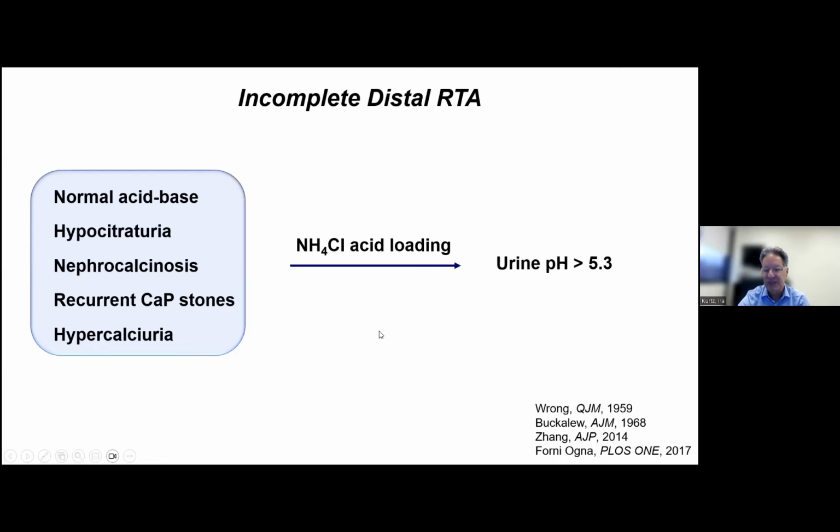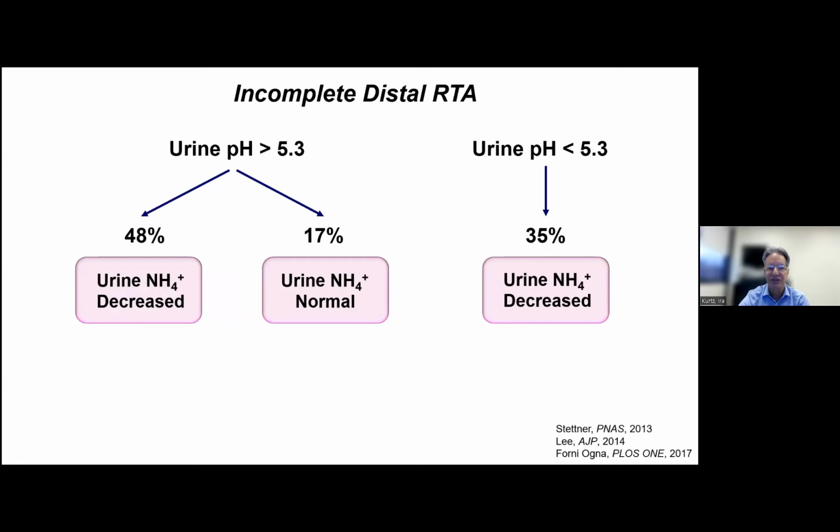That was the thinking. Now, since then, people have looked at this in more detail and now break up, and you'll need to know this for your exam, incomplete distal RTA into those that have a urine pH above 5.3, 5.5, and those that can still acidify the urine. So this is a funny group, because how could you have normal acid base status, the ability to acidify, and you're still calling it incomplete RTA?